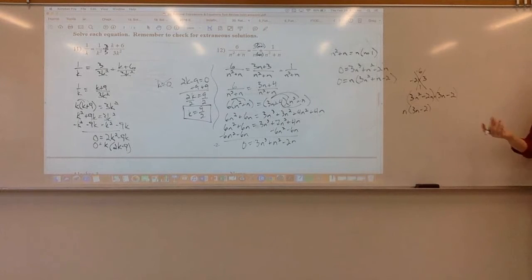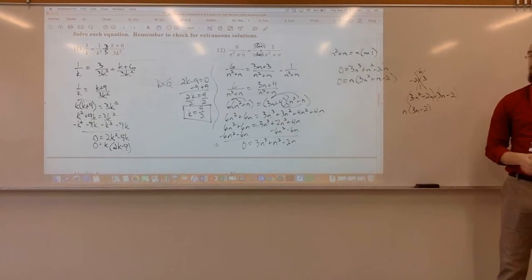This one's a long problem. Is there going to be one like this on the test? Probably not. They'll probably both look more like number 11.